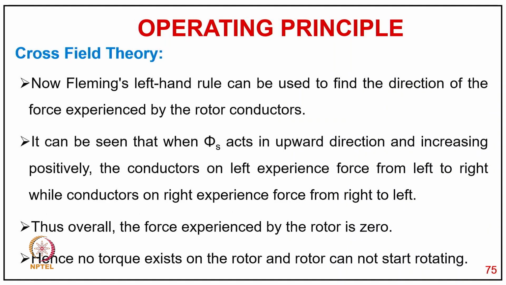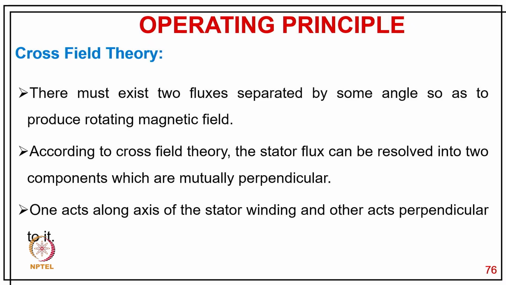Now Fleming's left hand rule can be used to find the direction of the force experienced by the rotor conductors. It can be seen that when phi s acts in the upward direction, increasing positively, the conductors on the left experience a force from left to right, while the conductors on the right experience a force from right to left. So overall, the force experienced by the rotor is zero, hence no torque exists on the rotor, and the rotor cannot start rotating.